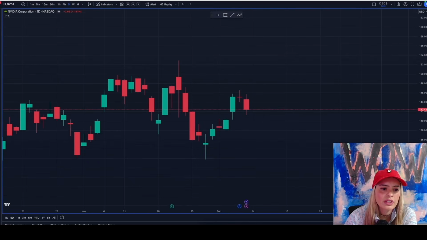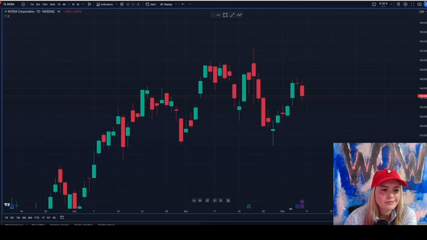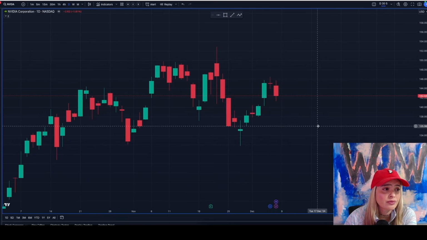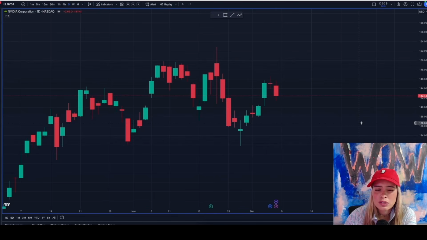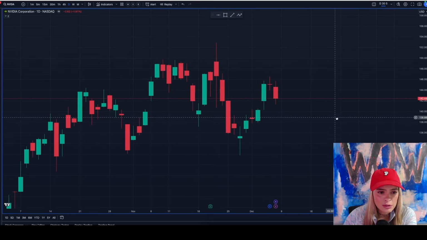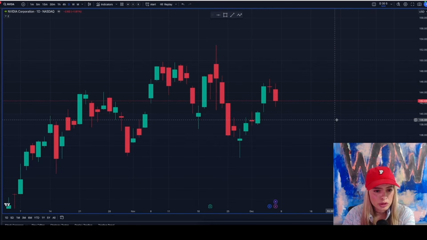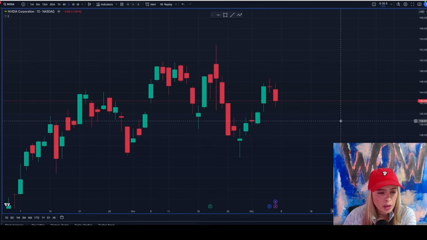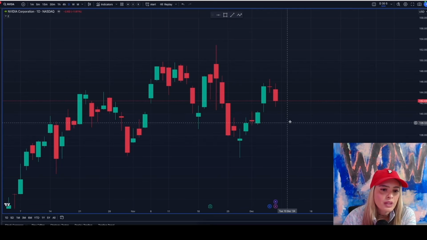Okay, so Nvidia is a little bit choppy. It's very choppy. If I see a chart that is too choppy, I'm not really interested to trade it. But let's put the levels and see if we can find a possible entry for a possible future trade.